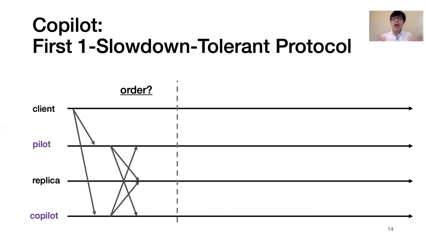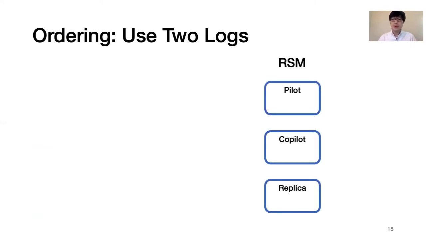But wait, how do we order this duplicate command consistently? This turned out to be hard to see why. Let's consider some naive solutions and see why they don't work. First, if the pilot and co-pilot order the command completely independently, then they could be different.